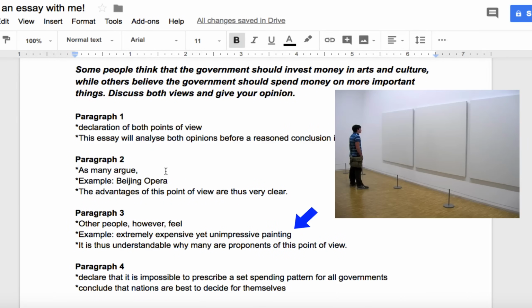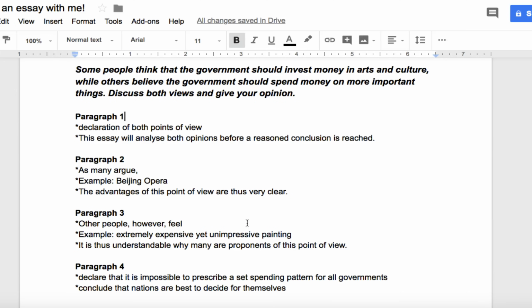In the second body paragraph, I will share an example of a painting that was purchased for the National Art Gallery in Canada, but unfortunately it displeased the public. So this paragraph should show some healthy contrast between the 2 points of view and should help lead the essay towards its conclusion in the 4th paragraph.